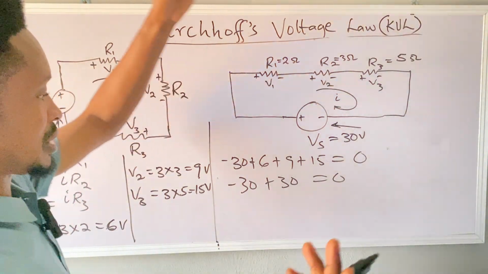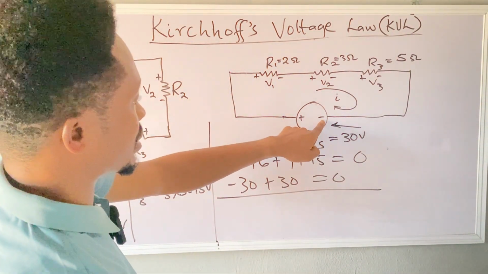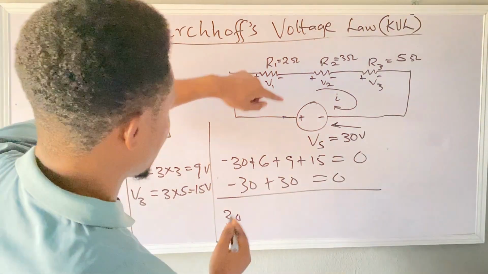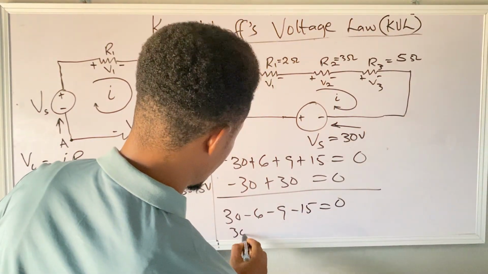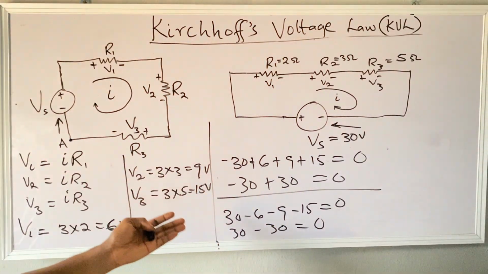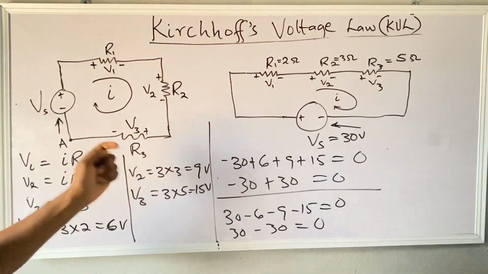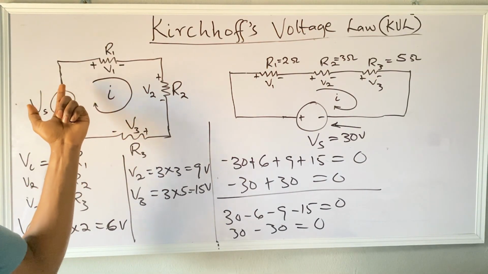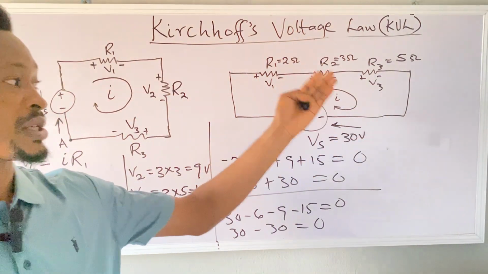If we use method 2, we start with the positive sign. That becomes 30. Then we take the negative sign, minus 6, minus 9, minus 15, equals 0. 30 minus 30 equals 0. So you can see we've verified that no matter the method you are using, your answer must be the same. Depending on which direction you want to take, whether you take the first sign or the second sign, you still arrive at the same answer.